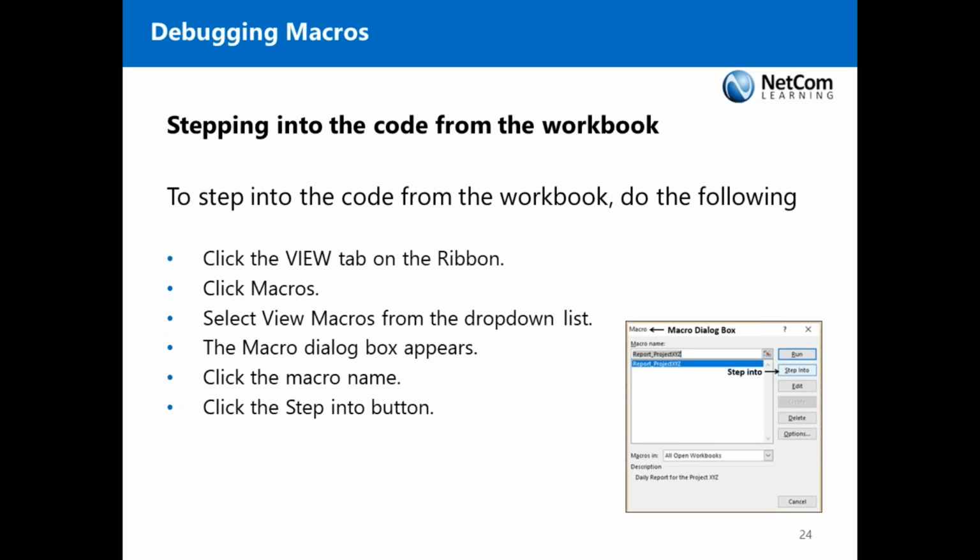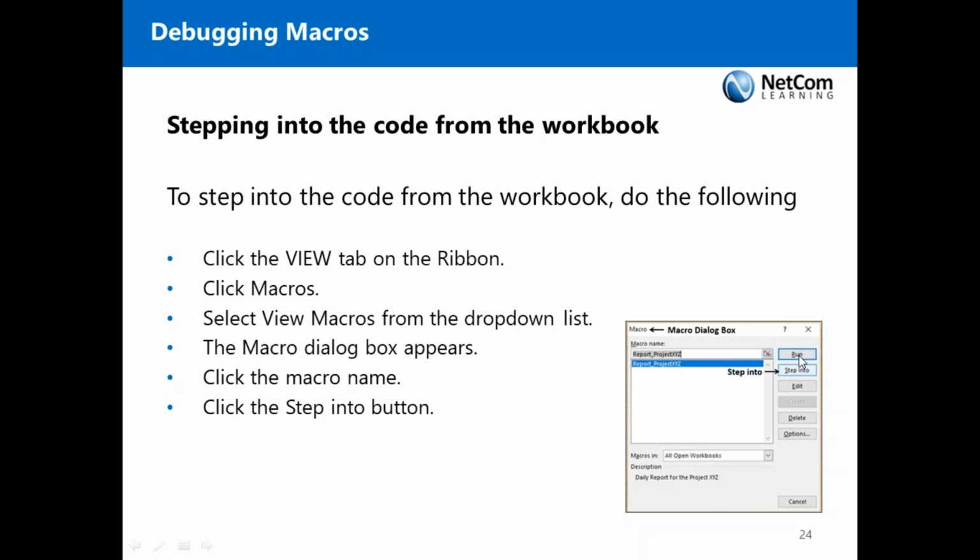Now, stepping into the code from the workbook. To step into the code from the workbook, you need to do the following. You click the View tab or the Developer tab, then click Macros. The macro dialog box is going to show. Then you select View Macros from the drop-down list. The macro dialog box appears. Click the macro name, the one you're working with, and click the Step Into button, this one.